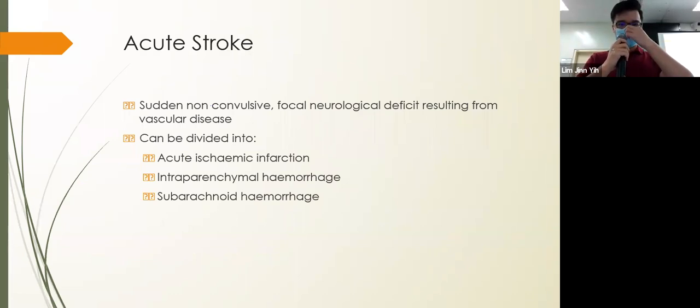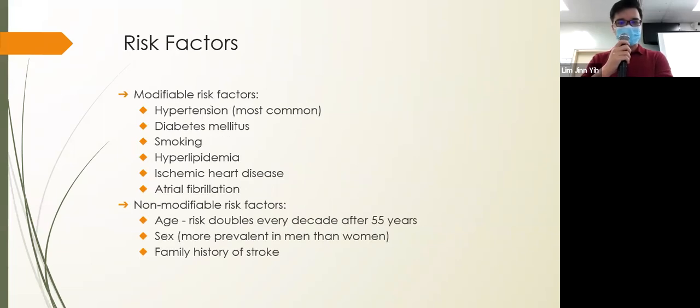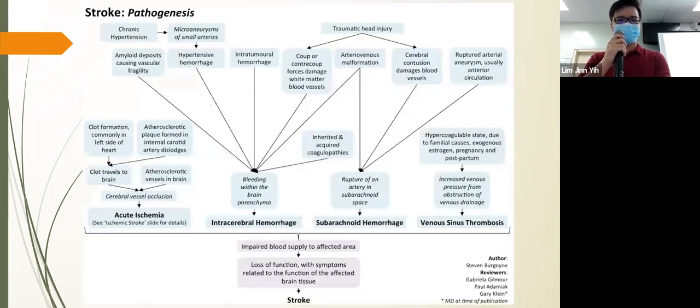Stroke can be divided into ischemic and hemorrhagic, the latter subdivided into intra-parenchymal bleed and subarachnoid hemorrhage. There are modifiable and non-modifiable risk factors, with the most common being hypertension, DM, smoking, hyperlipidemia, IHD, and atrial fibrillation. Non-modifiable includes age, sex, and family history.